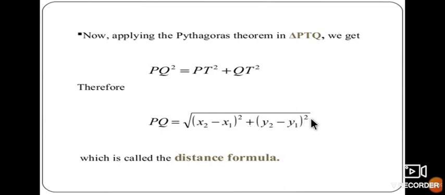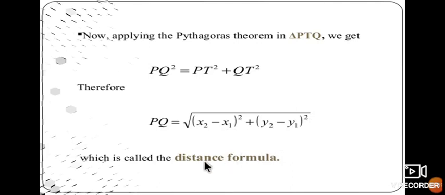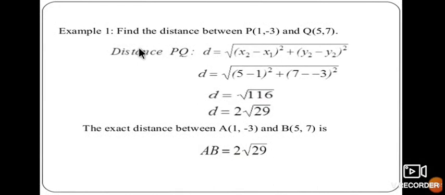(y2 minus y1) whole square. This is called the distance formula. Now using this distance formula we can solve problems. Find the distance between the points P of (1, minus 3) and Q of (5, 7). This is x1, y1, this is x2, y2.